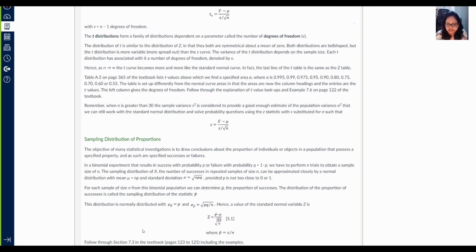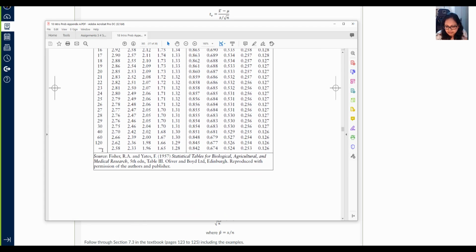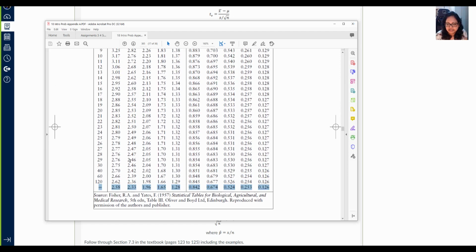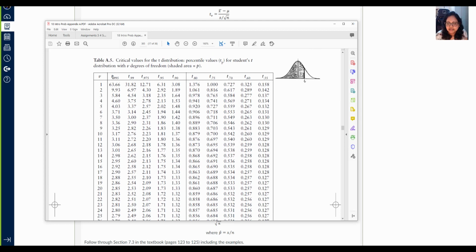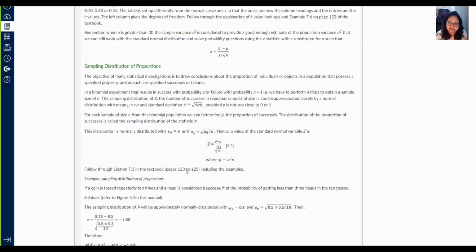Whenever the sample size gets larger, if you look at the z table, you will see that these t values are exactly the same as what we have for these probabilities in the z table. That means if we have a larger sample size, then the t and z critical values will be exactly the same.